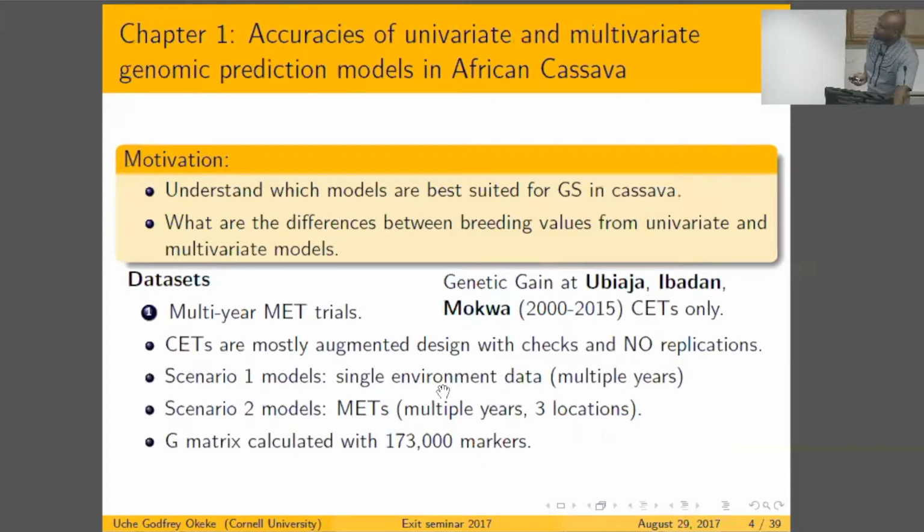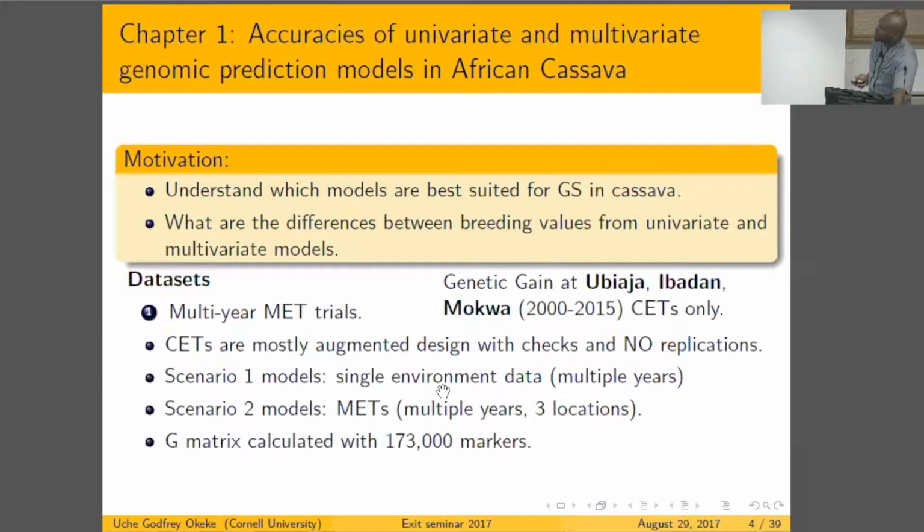And in the first chapter, we looked at accuracies of univariate and multivariate genomic prediction models in African cassava. So our motivation for this was to understand which models we are to use for GS in cassava. And then the next thing is to evaluate the breeding values from these models and see what's going on.